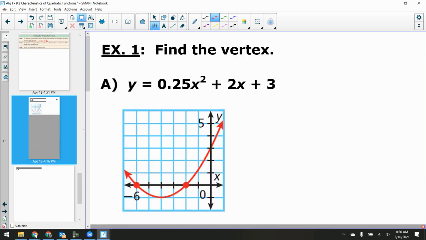So let's try it. This is our first equation here. I gave you the graph along with it so that we could verify where it is in the end. Step one, find the axis of symmetry. So we've got x equals negative b over 2a. To find the vertex, you need to first find the axis of symmetry. My a value is 0.25. My b value is 2.